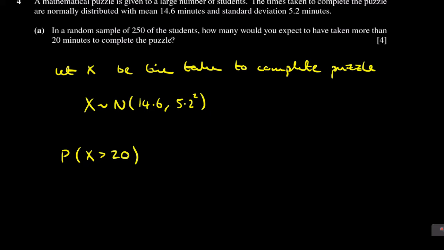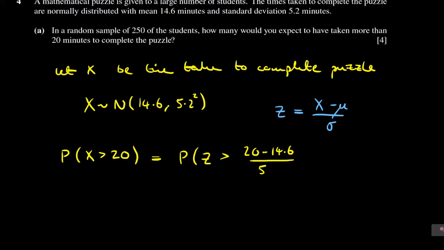Well, then we can convert this to the Z distribution using the formula, I guess. Z is equal to X minus mu upon sigma. So instead of calculating the probability that X is greater than 20, we consider calculating the probability that Z is greater than 20 minus 14.6, all divided through by 5.2.